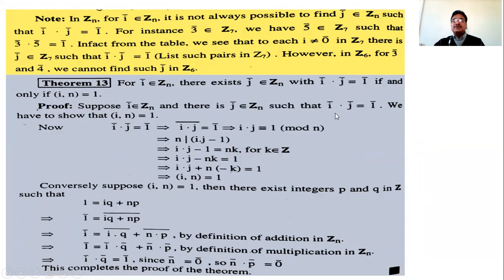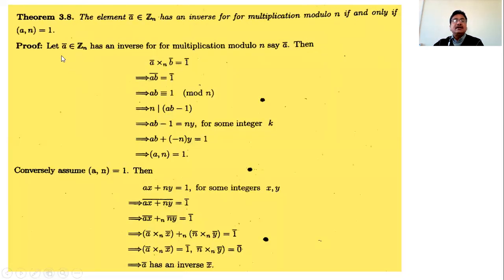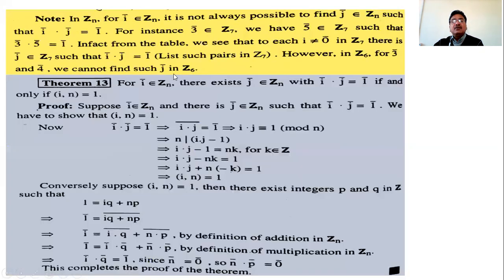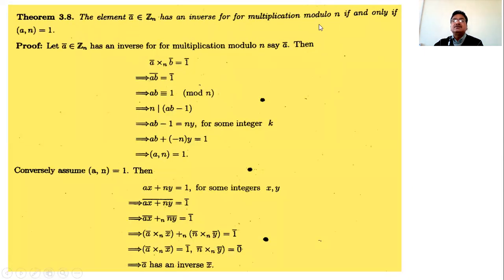So what is our assumption? I bar into J bar is 1 bar, or the inverse of I bar exists. Here is also the sentence that the inverse of A bar exists in Zn, meaning suppose the inverse of A bar is B bar, and then A bar into B bar is 1 bar. Right here the notation into suffix n means multiplication modulo n, or write a dot on it. So here the notations are I bar and j bar, and here the notations are a bar and b bar. It's the only change in these two theorems.